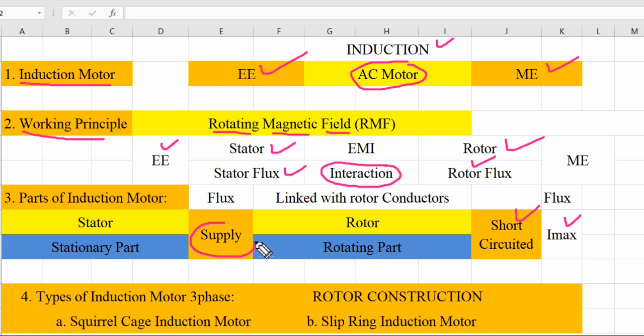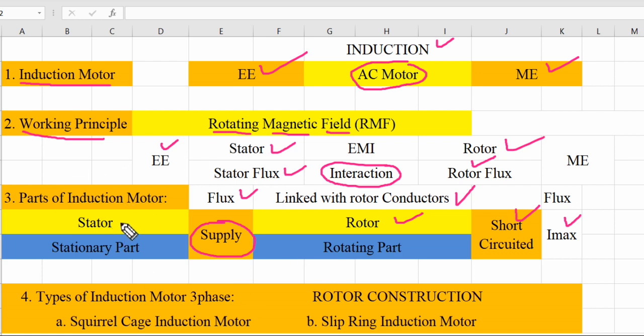Whenever you provide the power supply, current flows and produces flux that links with the rotor conductor. The rotor conductors present in the rotor are short circuited. Because of that, current again flows and produces flux. Due to that, mechanical energy can be produced. This is how it works.